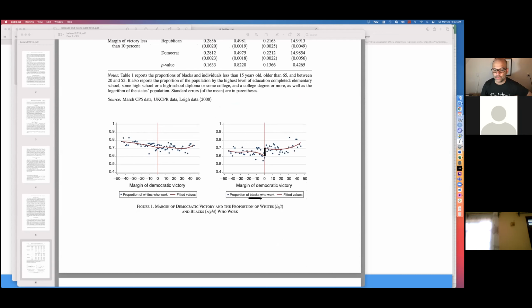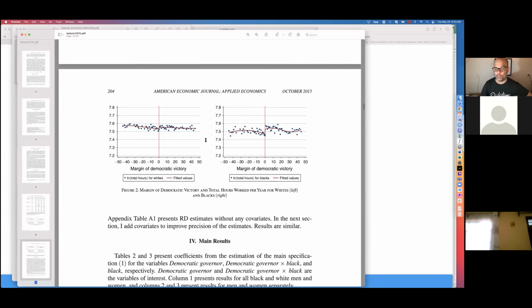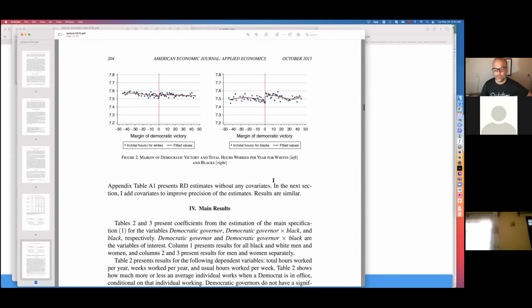For Black workers, you've got an increase in working for African-American workers. If a Democrat governor wins, you see nothing like that here. Okay, so all right, these are main results. Their first figure is their main results, and it's a picture, right? So that's the first thing. Then they've got more evidence here for hours worked. You still see the effect for African-Americans, see nothing there.